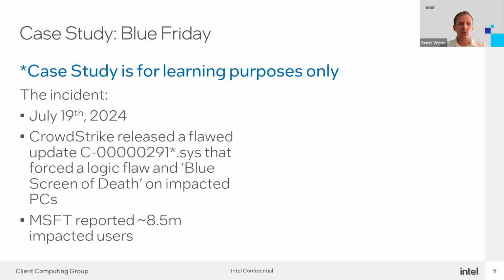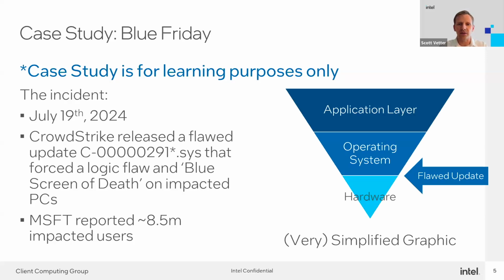So July 19th, 2024, CrowdStrike released a flawed update that forced a logic flaw and a blue screen of death across impacted PCs. Microsoft is estimating that it was roughly 8.5 million PCs impacted worldwide. Now, why was this such an impactful event? What made the CrowdStrike update so harmful? Well, as you can see on my very ultra-simplified graphic, it was due to where the update sat. It was a kernel update, so it sat right in between the hardware and the operating system, meaning that the end user was unable to boot Windows to be able to rectify the situation themselves.